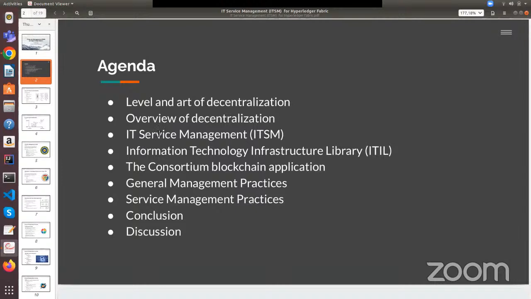just a couple of slides on IT service management or ITIL, which is one way of doing professional information service management, professional IT service management. Then I have one slide on consortium blockchain applications, and then a couple of slides on general management practices and service management practices of ITIL, which are more technically oriented and not so holistic as other ITIL approaches. I'm more of a technical guy, basically.